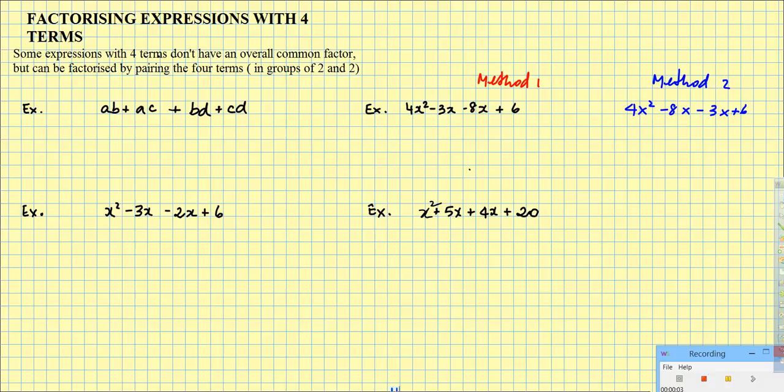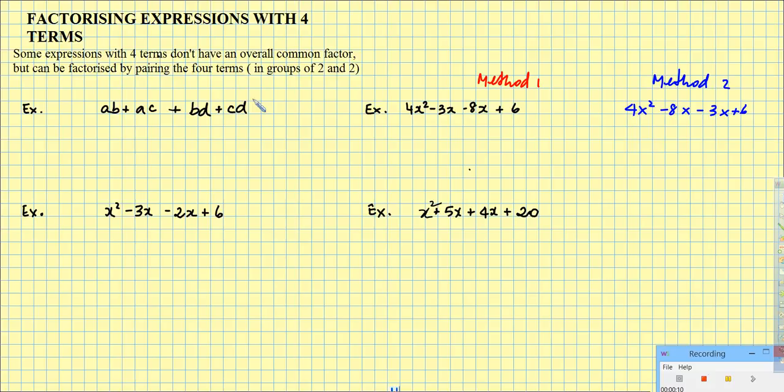Hi everyone, we've got a short lesson on factorizing expressions that have 4 terms. Some expressions with 4 terms don't really have an overall common factor. For example, if we look at ab + ac + bd + cd, there isn't a common factor here that can be removed. But what we can do is group or pair them off in groups of 2 and 2.